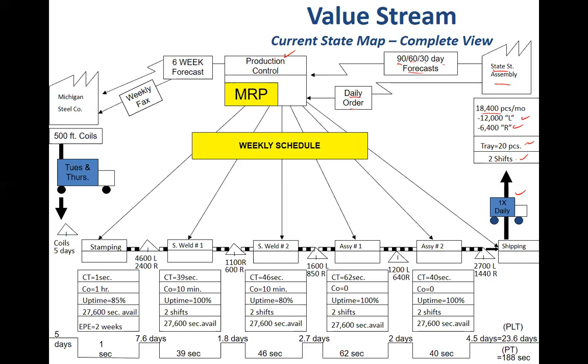And the MRP that they use then determines what the weekly schedules will be for the different processes that they have. They have a stamping process, they have spot weld 1, spot weld 2, assembly 1, assembly 2, and shipping. So as we can see, these weekly schedules are sent to each of the processes based on the MRP run.